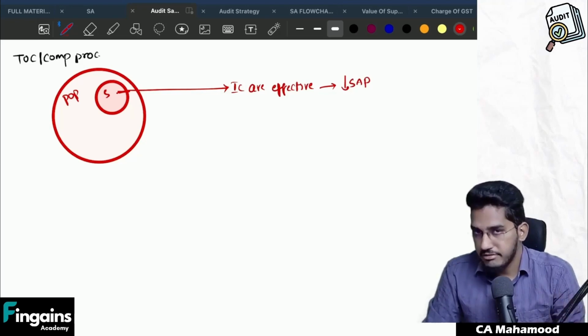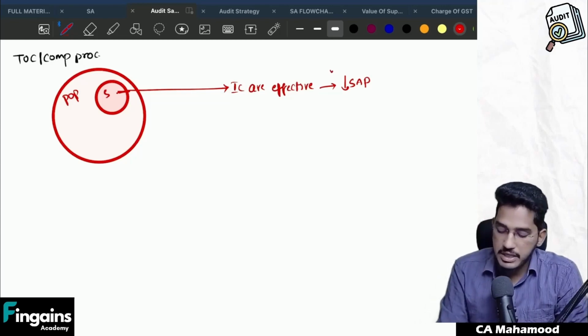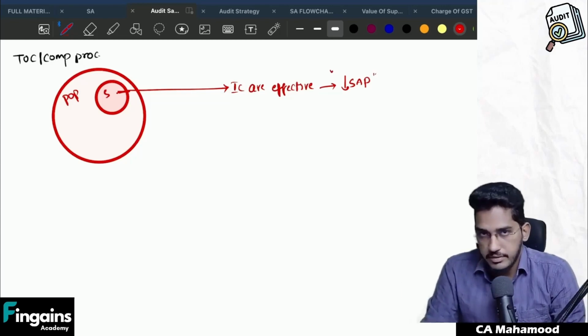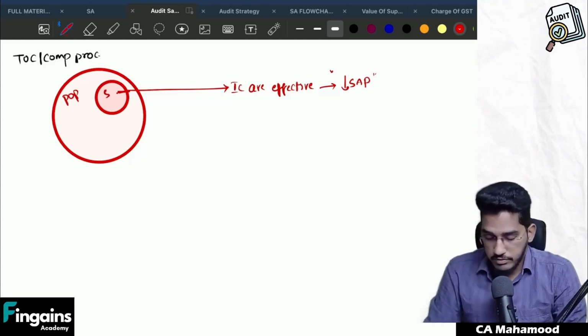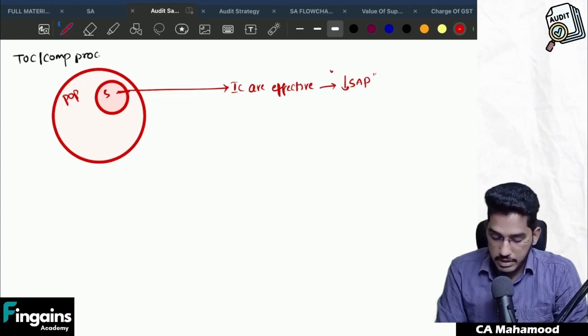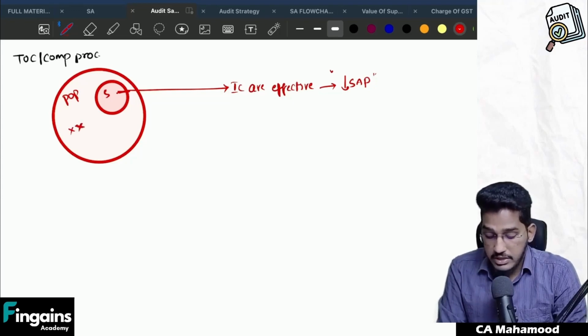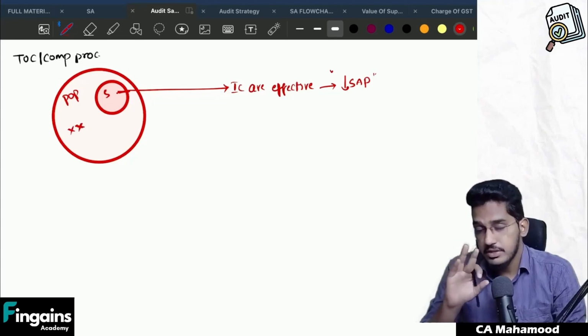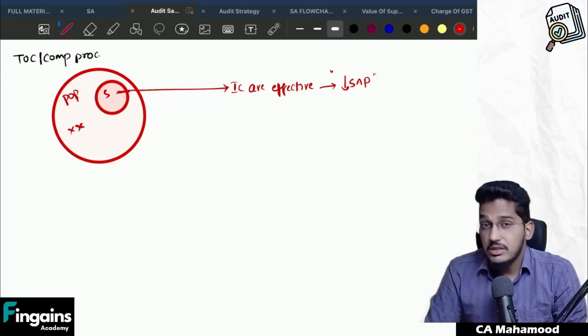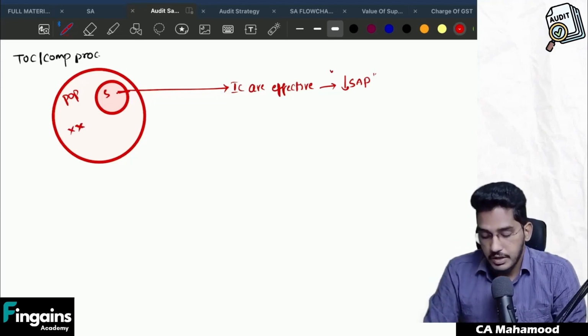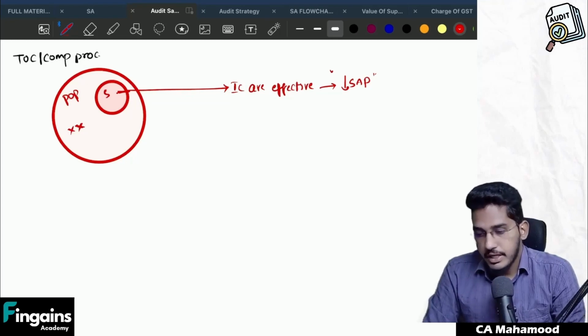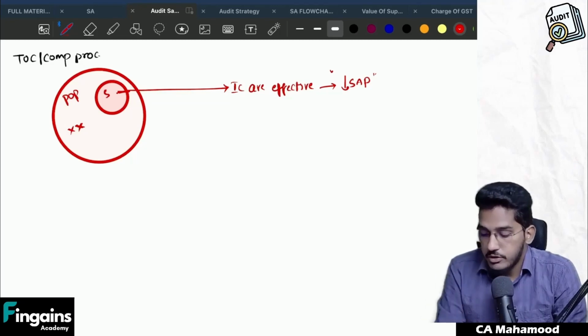What decision did I take? Since controls are all working effectively, in my sample I did not find any deviation. All the controls are working perfectly fine. So I thought, let me perform less substantive audit procedures here. This is the decision I have taken. But beyond the sample, there are so many other internal controls also. There are actually deviations in some internal controls. But those internal controls did not get covered in my sample. I performed audit procedures on my sample and came to know all the controls are effective, so I decided to perform less substantive audit procedures.